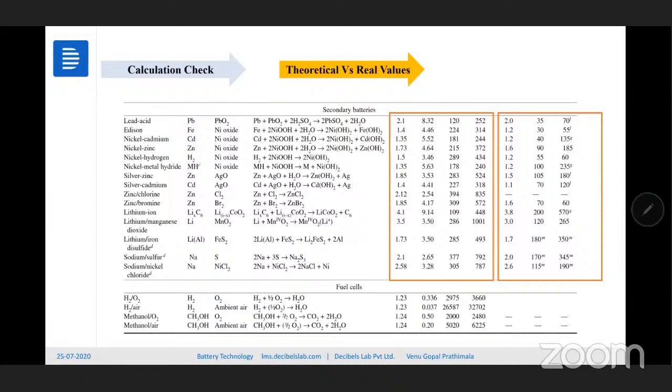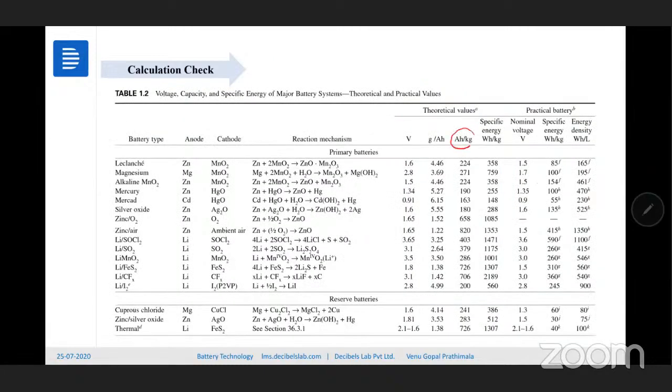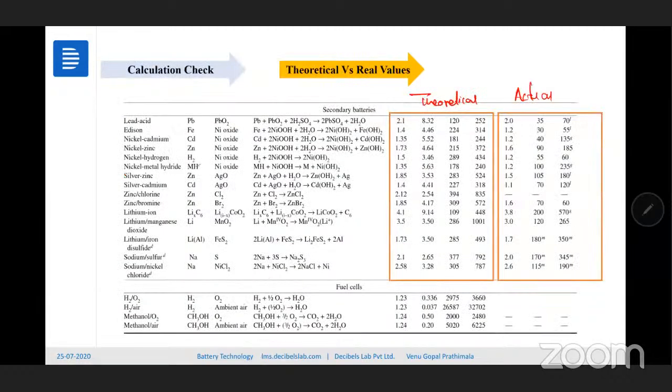So first we have done for lead acid. Pb is the anode, PbO2 is the cathode, and this is the governing equation which we have done. So in that we got cell voltage values. These are the theoretical values and these are the actual values. Okay, so this is the voltage, this is the ampere per kg, and this is watt hour per kg.